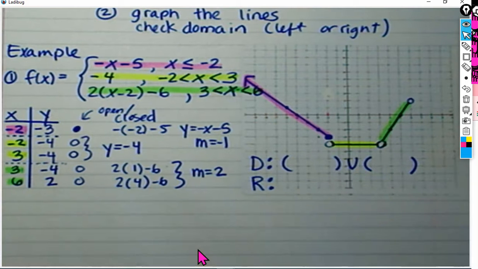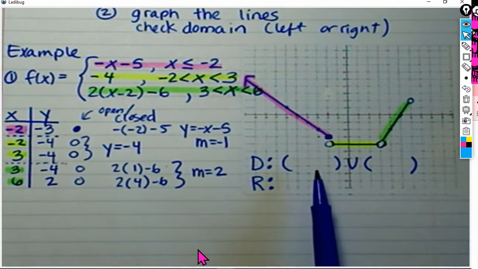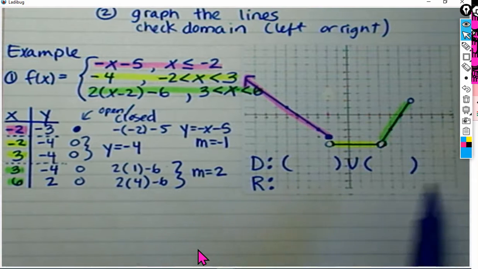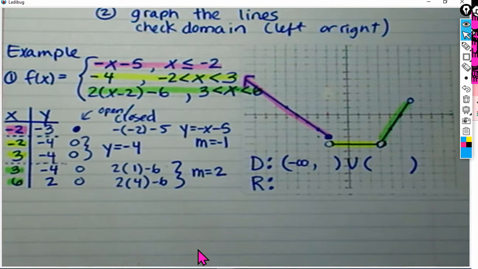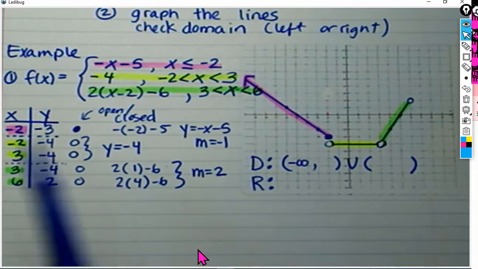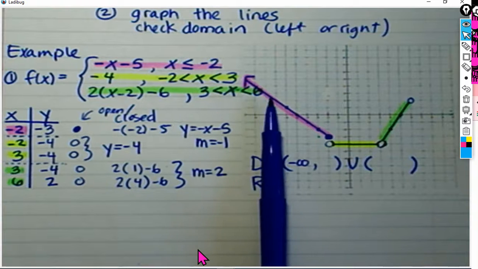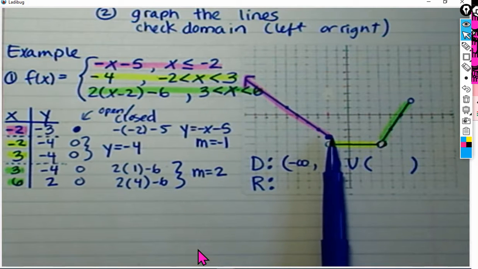Okay, that's what I need to fill in. I know there's 3 pieces, however, some of it overlaps just a tiny bit. Anyone know what might go in one of those parentheses? Okay, I heard a negative infinity. Yep, we can start there. Okay, I'm going to drag my pencil. Look at where negative infinity, so included, included, included, included.